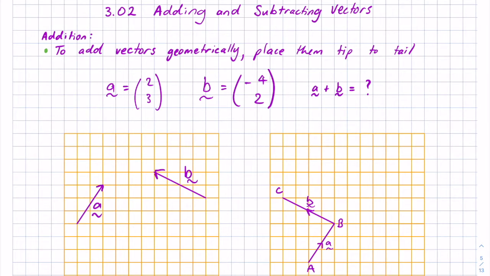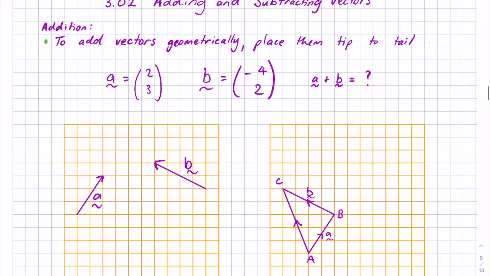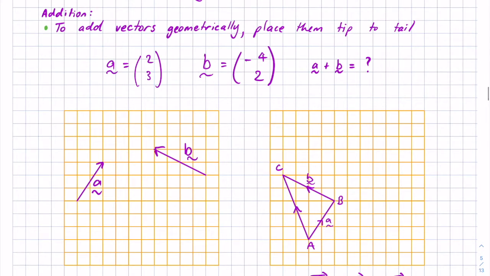To add them, all I need to do geometrically is join from A to C. So the vector AC is the answer there. So AB plus BC is equal to vector AC. Now we can see here that the vector AC is (-2, 5). So let's write that up here as the solution.